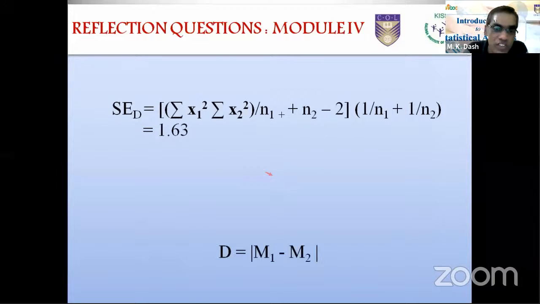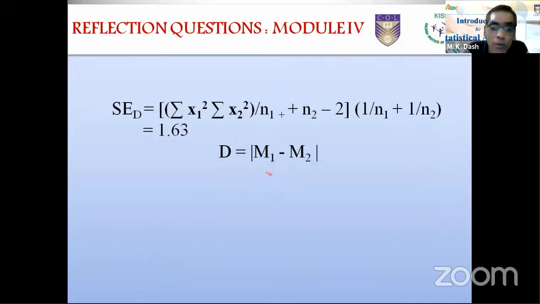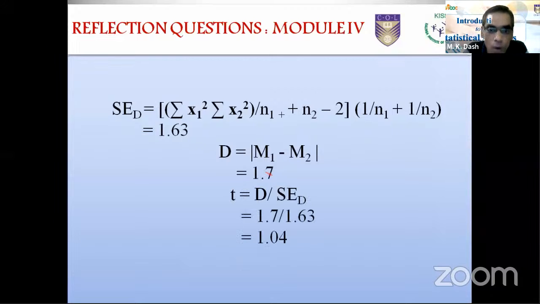You will get 1.63. What is the difference? 1.7. What is the t value? D by standard error of difference. Difference is M1 minus M2. Now, what is the t value? 1.04. I hope you have got it. I don't know what your answer is, but try to compare your answer with my answer.